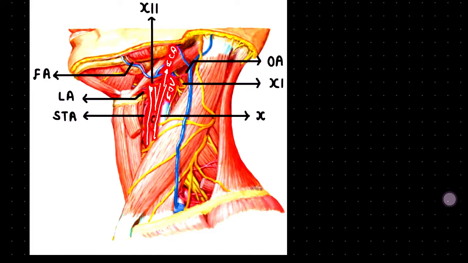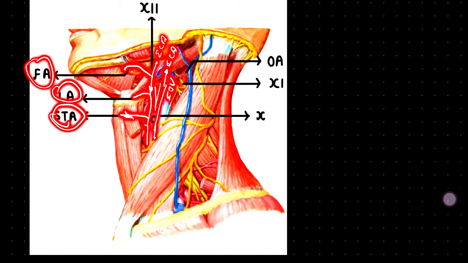And this, what is this? This is the external carotid artery, and it has different branches, as you can see. What are the branches? Superior thyroid artery, lingual artery, facial artery, right? Other branches are also there that are not seen right here.